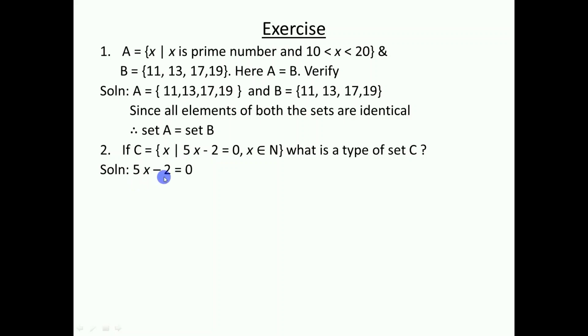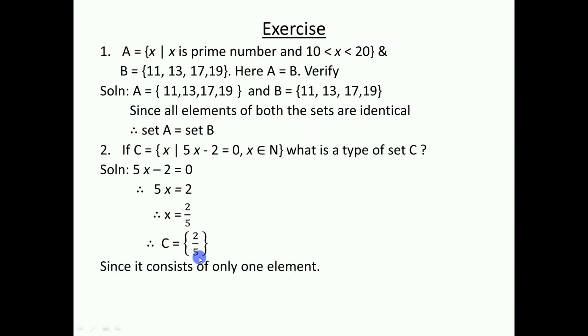The minus 2 will come on the right side, it will become plus 2, right? Then 5 is multiplying here, it will go to the other side into division, which gives x is equal to 2 upon 5. So we have got the value of x. Now we can write set C as 2 upon 5. As you can see, this set consists of only one element, which is 2 by 5. So we can say that set C is a singleton set.